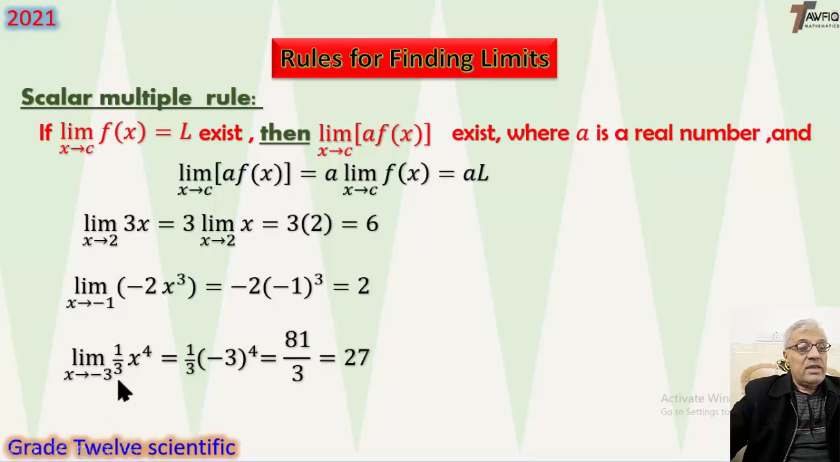The limit when x approaches minus 3 of 1 over 3 times x to the power 4 is equal to 1 over 3 times, replacing minus 3 in place of x, minus 3 to the power 4. Therefore, minus 3 to the power 4 is 81 over 3, which equals 27.